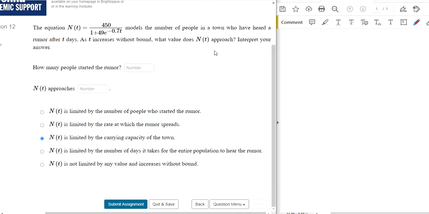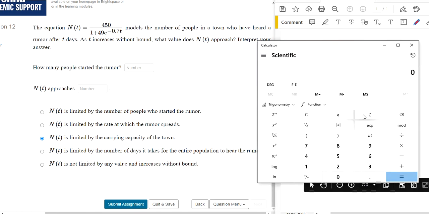As t increases without bound, what does the value of n of t approach? So as t goes to positive infinity, that means it's increasing without bound. What happens? Look, the numerator stays the same. It stays at 450. Now the denominator, you have 49 plus e to the negative 0.7 times t, so that means times some really big positive number, right?